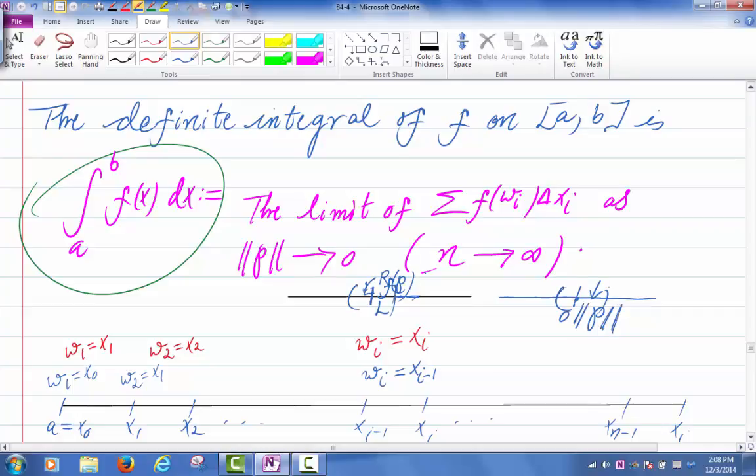So I need to pick the mesh of the partition very close to 0. Okay? So I can make the value of the Riemann sum as close to L as I desire simply by choosing the mesh of the partition close enough to 0. Okay? So if there is a number like this, that's the definite integral. If there is a number like L, that's the definite integral of the function f. Is that making sense? Is everybody okay with that?